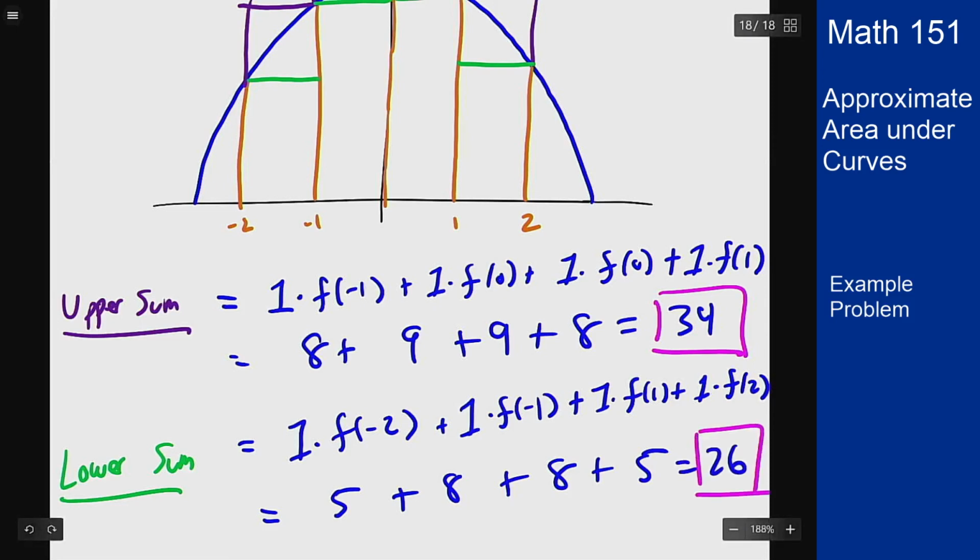So I get 26 for the lower sum, 34 for the upper sum, and those both give me approximations to the area of this region. I know it's somewhere between 26 and 34, but unless I do a different approximation, this is the best I can get for getting an idea of what this area actually is under the curve for this function.